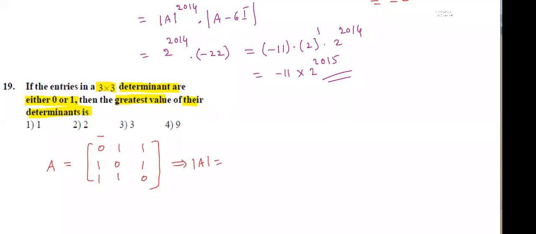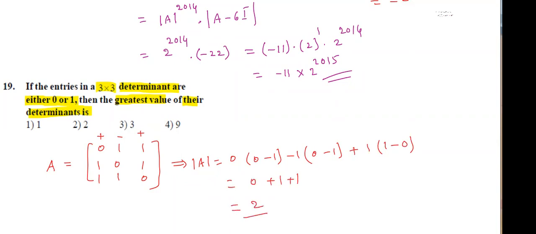Here the signs are plus, minus, plus. 0 into something is 0 only, no need to write. Minus 1 into (0 minus 1), plus 1 into (1 minus 0). Calculate this: 0, plus 1, plus 1. Overall, we are getting the answer 2. This is the maximum value of the determinant. So which option is correct? Second option.